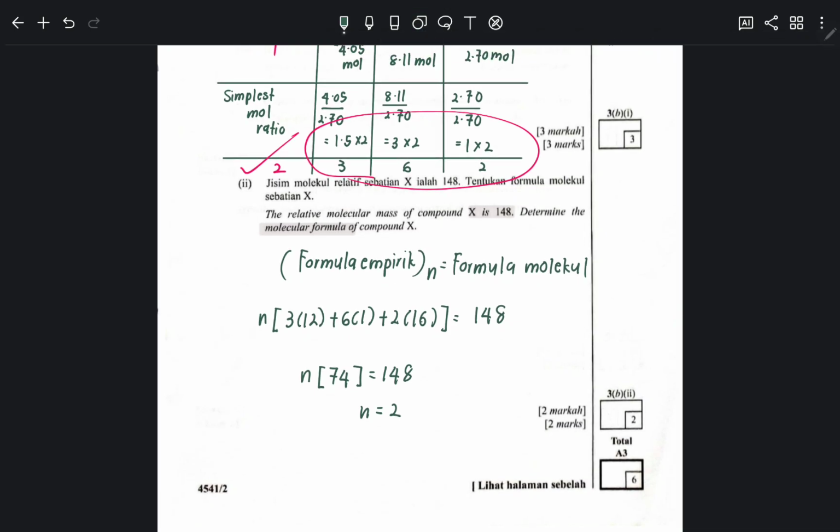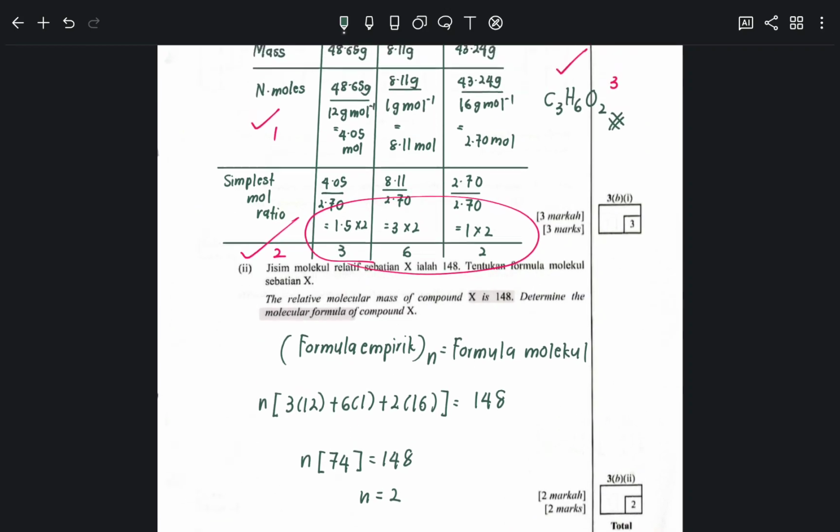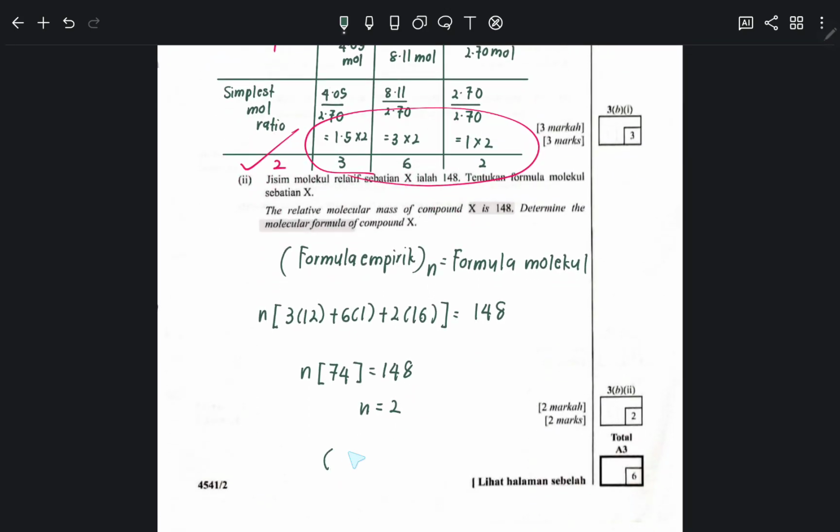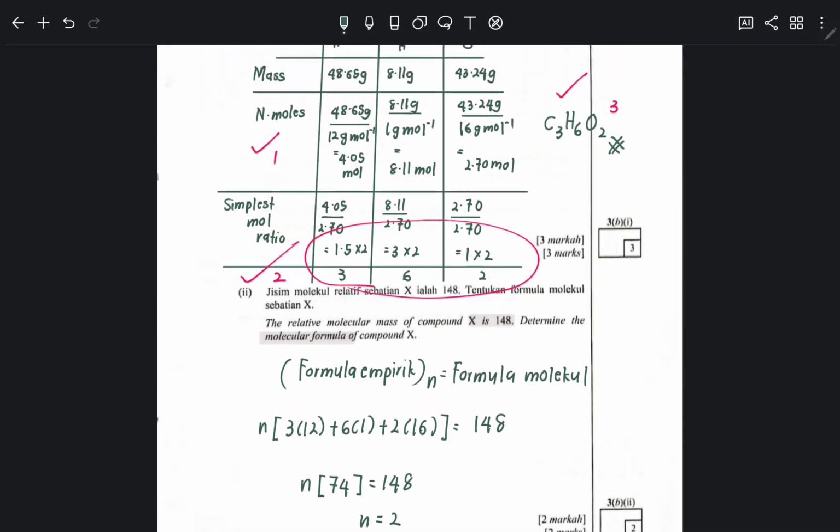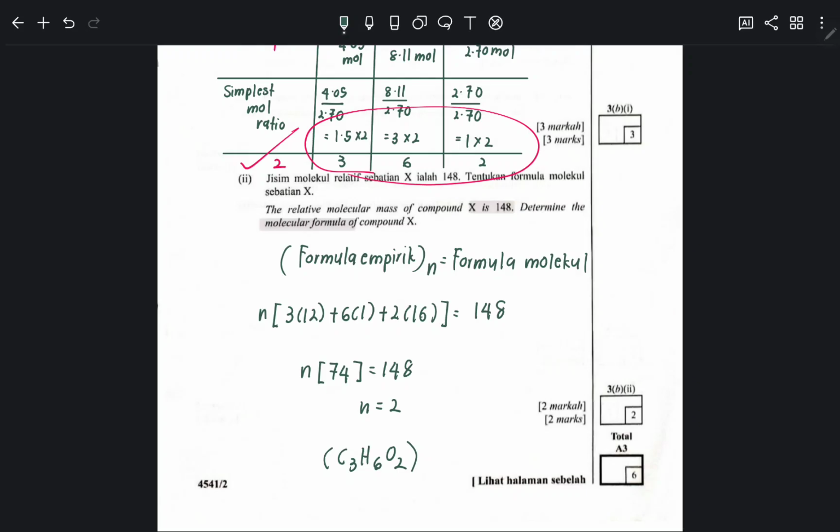So substitute back your empirical formula. Okay, so your empirical formula just now was C3H6O2. Okay, right? Okay, then multiply by 2 outside. So you'll get C6H12O4. So this is your molecular formula. Done lah. You'll get your 2 marks.